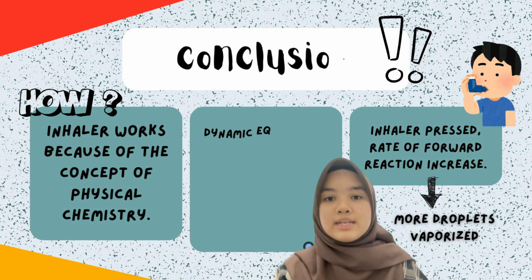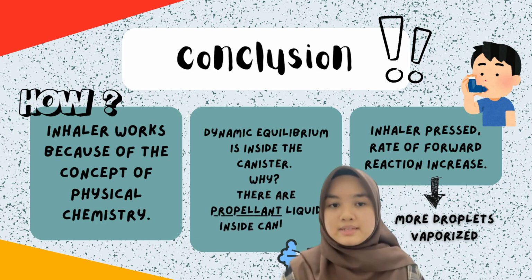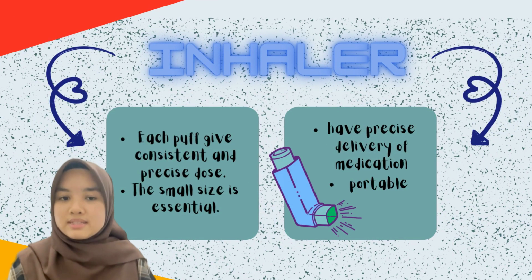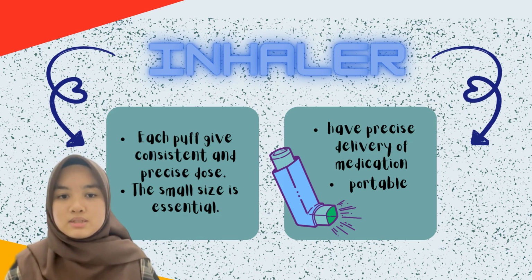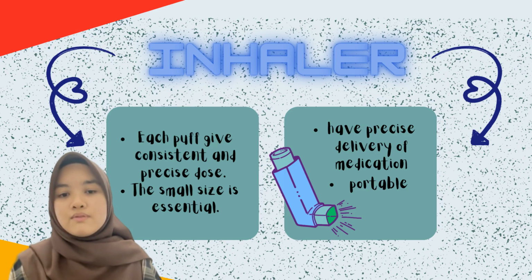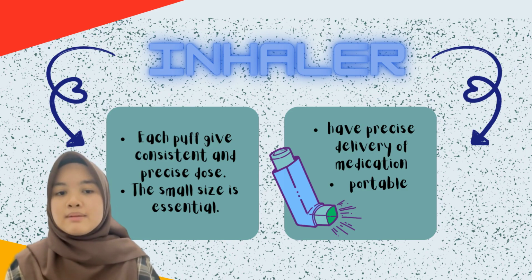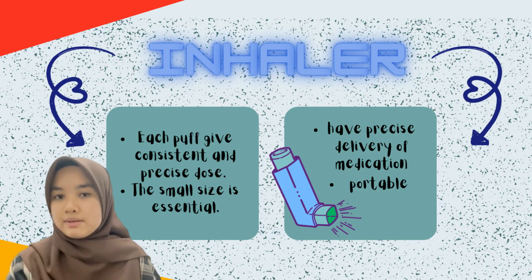But what happens when the inhaler is pressed? More liquid is converted to gas, or the forward reaction will increase. More droplets of medicine are vaporized and delivered straight into the lungs. This process ensures that each puff gives a consistent and precise dose. The small size is to ensure that the drug reaches the deepest airways of the lungs. Inhalers are also very important because they provide precise delivery of medication, and their portable design makes people choose them over other dosage forms like nebulizers, since inhalers are easier to carry around.